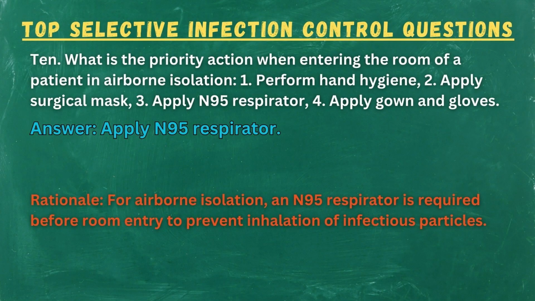10. What is the priority action when entering the room of a patient in airborne isolation? 1. Perform hand hygiene. 2. Apply surgical mask. 3. Apply N95 respirator. 4. Apply gown and gloves. Answer: Apply N95 respirator. Rationale: For airborne isolation, an N95 respirator is required before room entry to prevent inhalation of infectious particles.